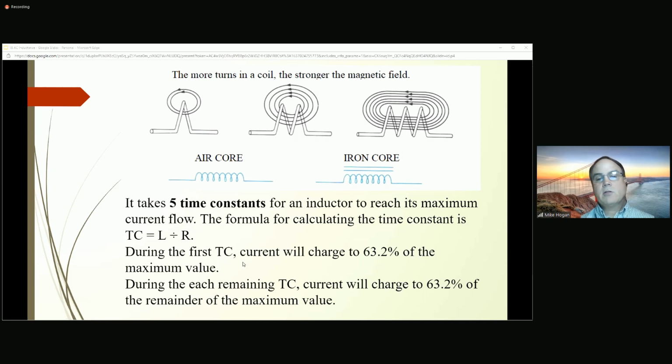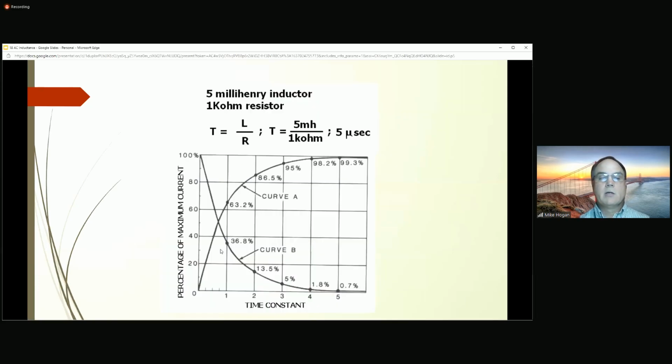So during the first time constant, current will charge to 63.2% of the maximum value, and it'll continue that percentage every time. Each little block is smaller and smaller in terms of the amount of additional charge that we will see.